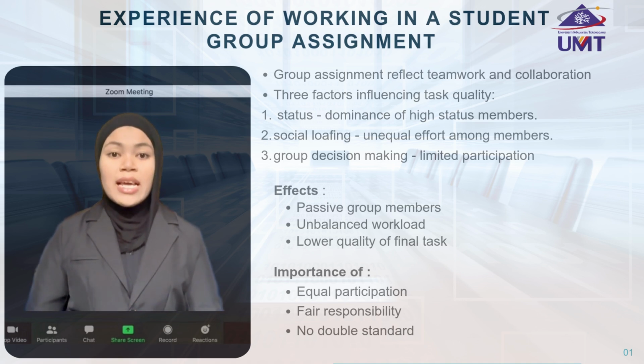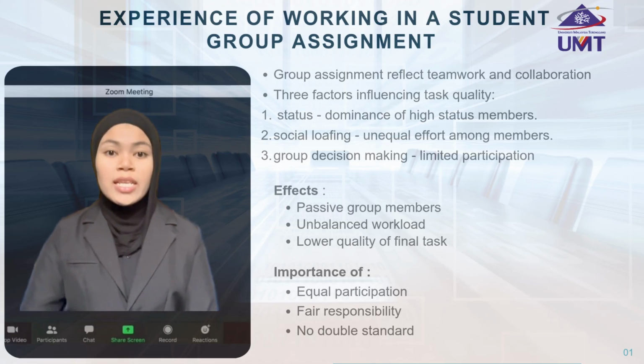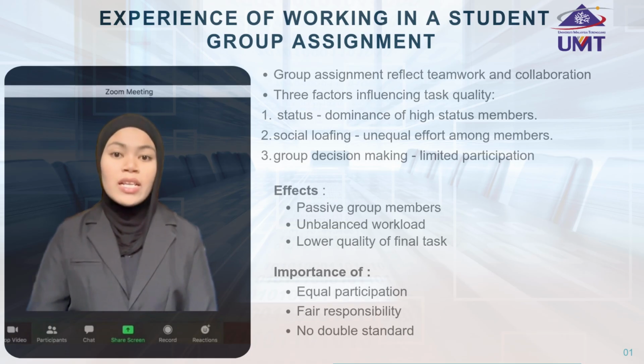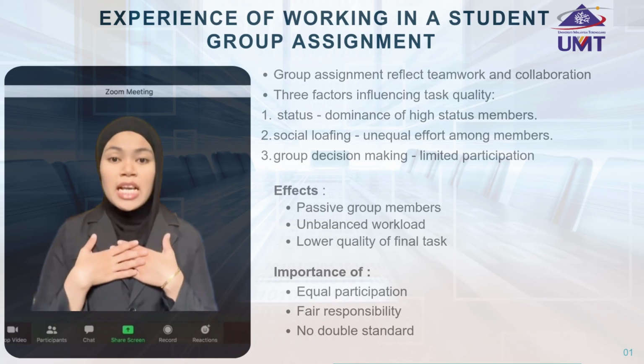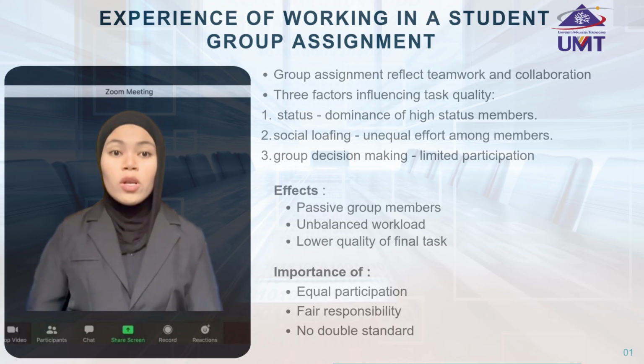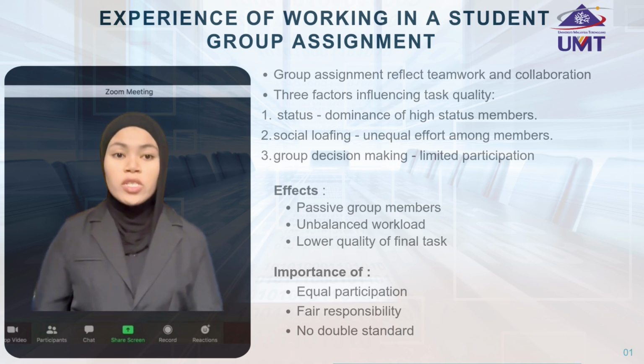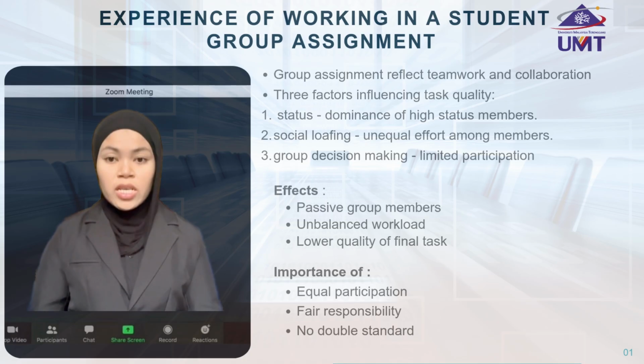This situation then leads to the second factor, which is social loafing. Social loafing happens when some members put in less effort because they believe others will complete the task. In my experience, there was a group member who relied heavily on others and contributed only minimal effort. This creates an unfair workload and causes frustration among hardworking members. When members feel their efforts are not an equal share, group efficiency and motivation decrease.